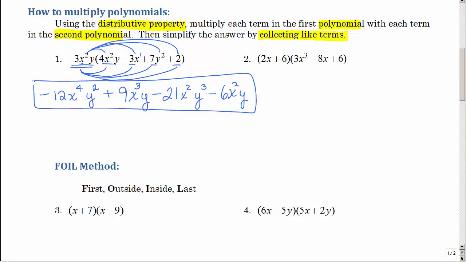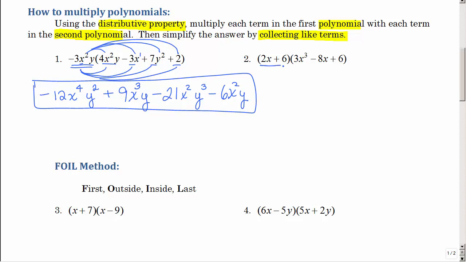And I guess I should have looked to see are there any like terms before I'm thinking I'm done, and I don't see any like terms. All the letters are the same, but all of the exponents are different. So that would be my final answer. So that's a monomial times a binomial. Oh, no, a monomial times a polynomial.